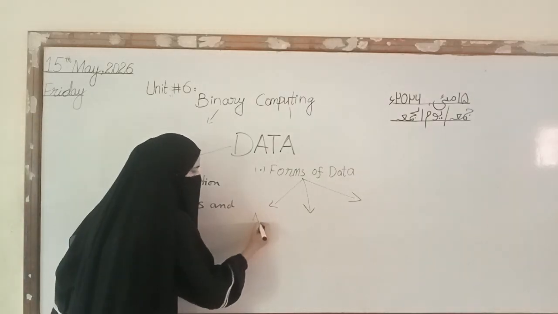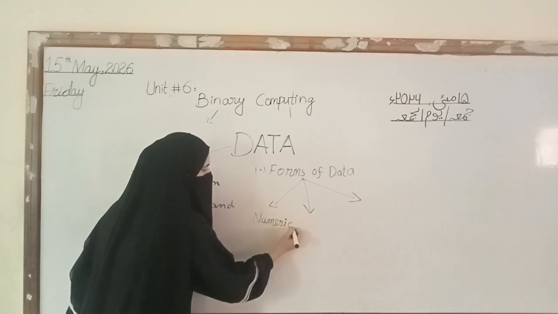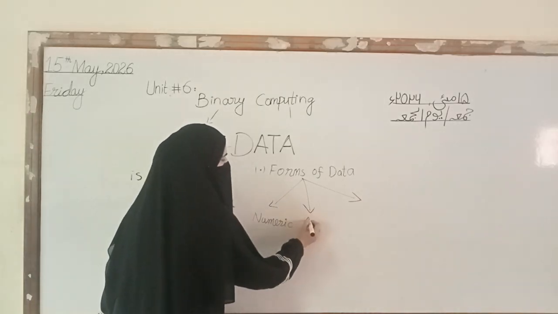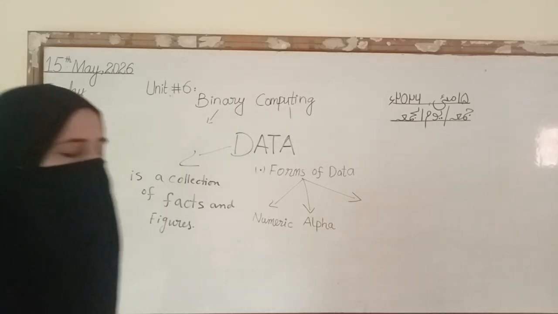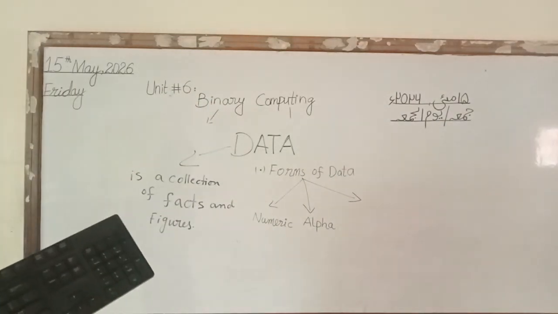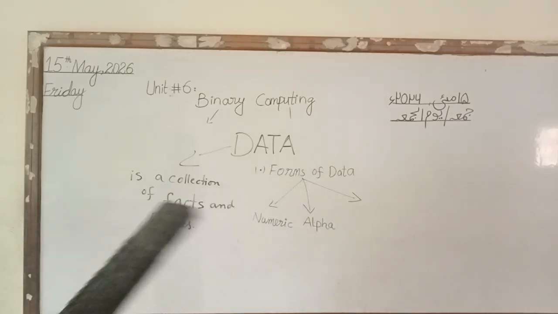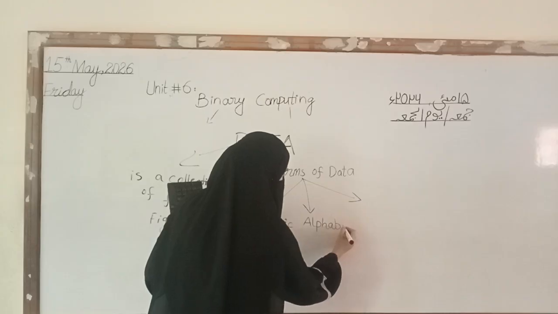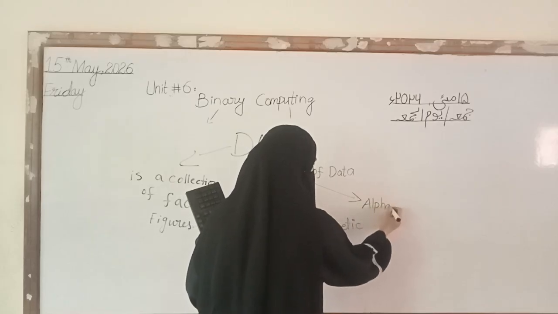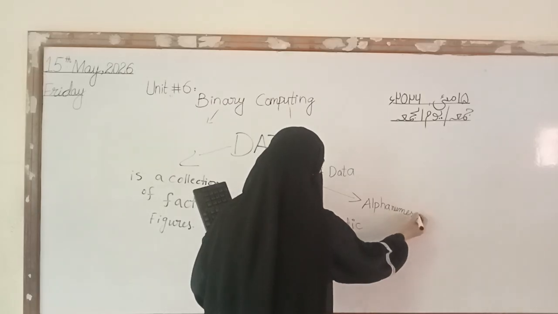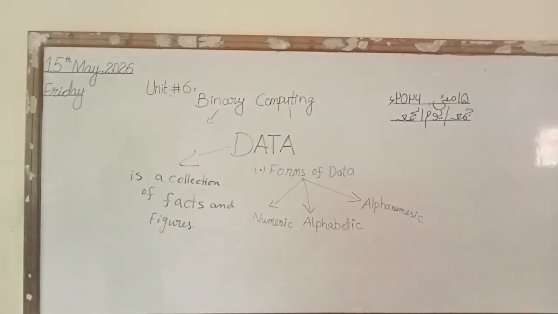So first is numeric data, second is alphabetic data. So I want to show you something like this, boys. Alphabetic, and the last one is alphanumeric. We have these three types of data. There are three forms of data. First is numeric data, second is alphabetic data, and third is alphanumeric data.